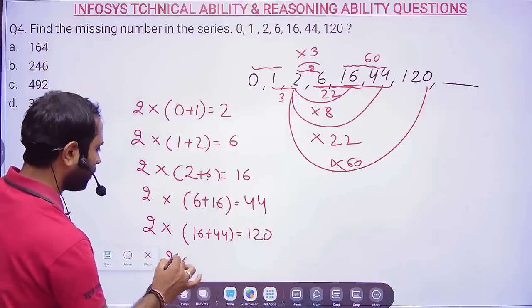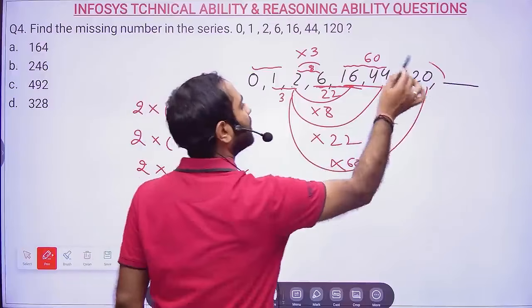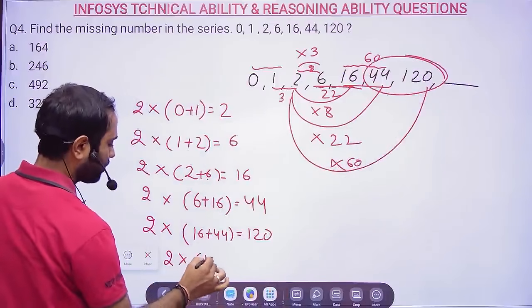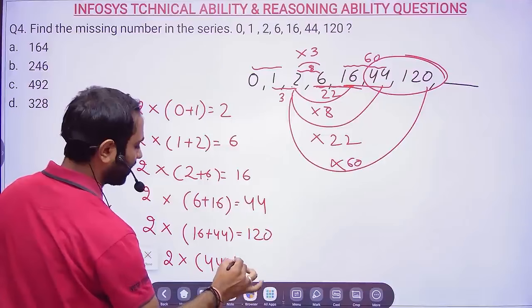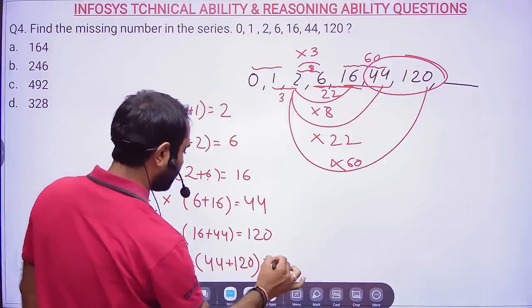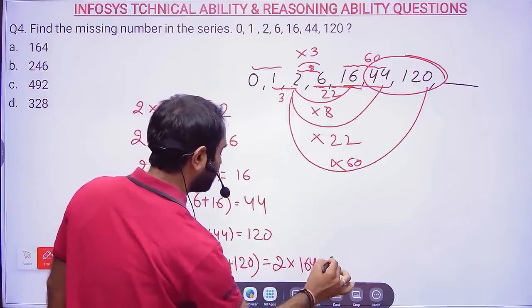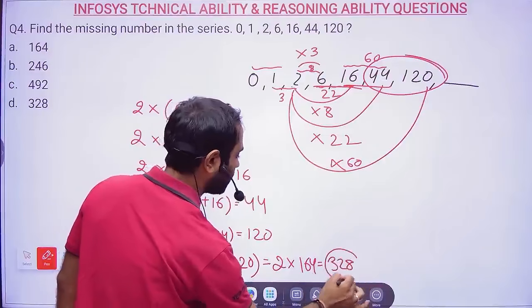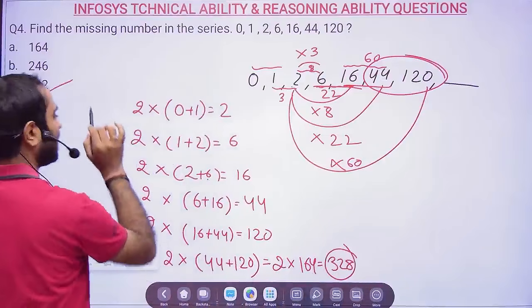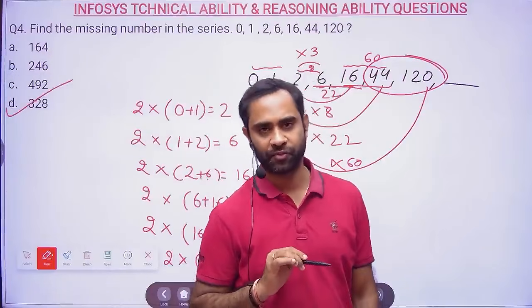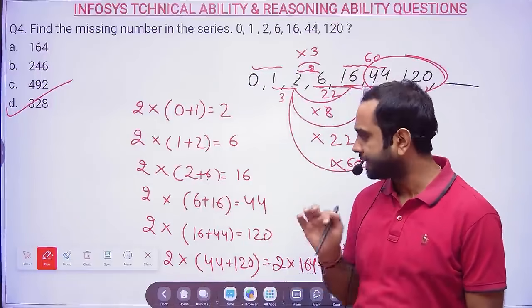Then 2 into now this. You can say something like a Fibonacci series. So it will be 2 into 164, which will be 328. So 328, option D will become the correct answer for this particular problem. So this was a little tricky problem.